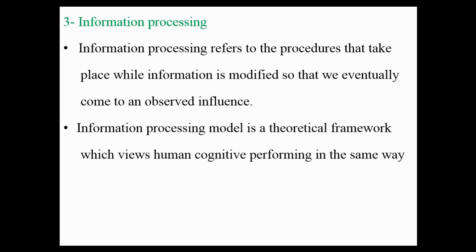Information processing. Information processing refers to the procedures that take place while information is modified so that we eventually come to an observed influence. The information processing approach is a cognitive approach in which people manipulate information, monitor it, and strategize about it. Central to this approach are the cognitive processes of memory and thinking.